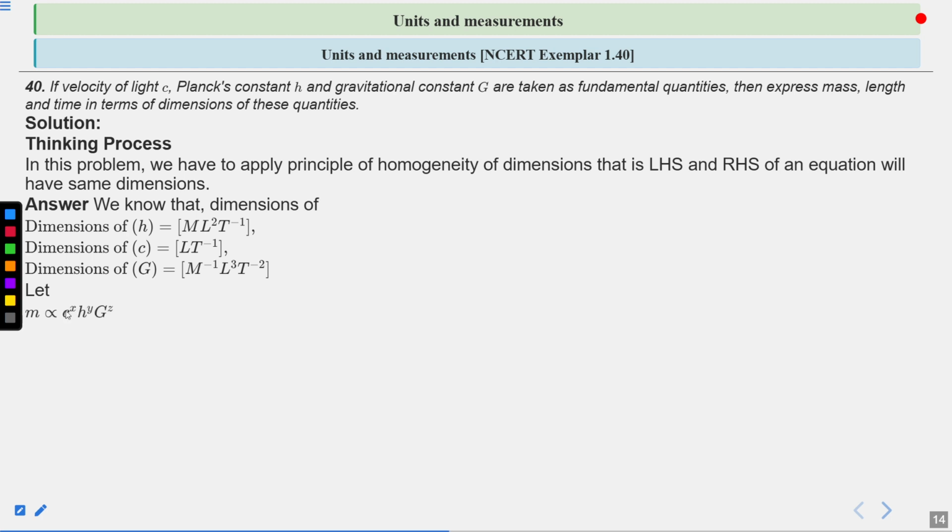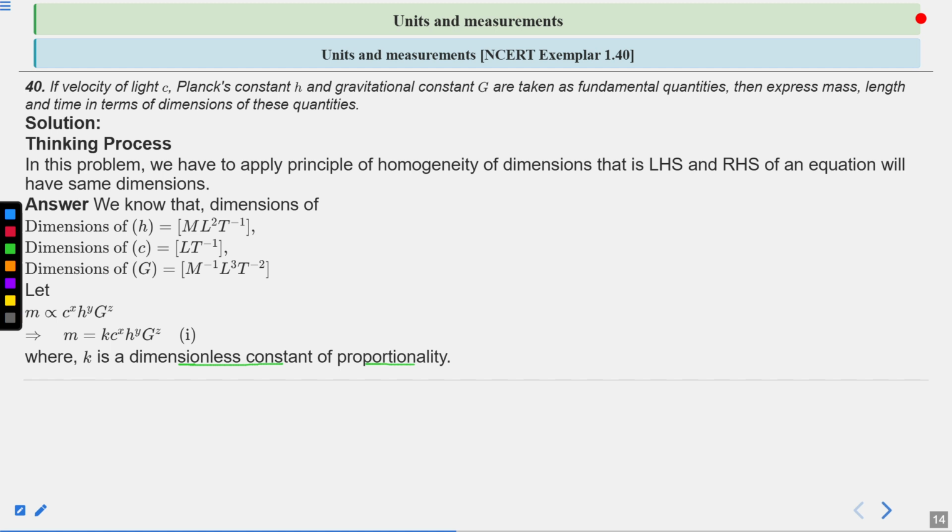Let m be directly proportional to c raised to the power x, h raised to the power y and G raised to the power z. After removing the proportionality sign, there will be a constant term k. So m is equal to k c^x h^y G^z, and let this be equation first, where k is a dimensionless constant of proportionality.